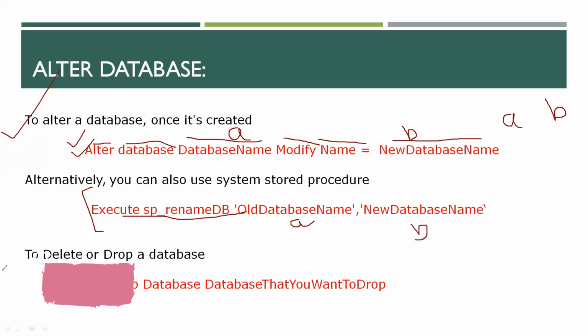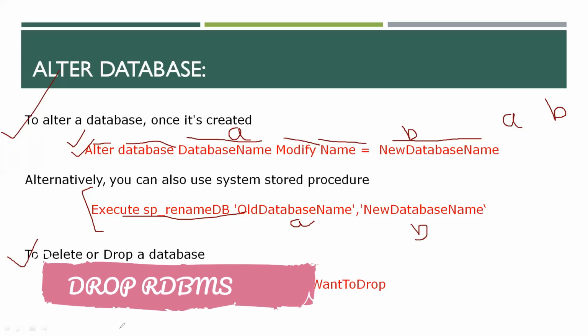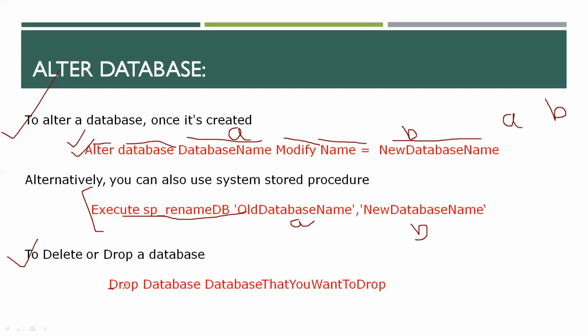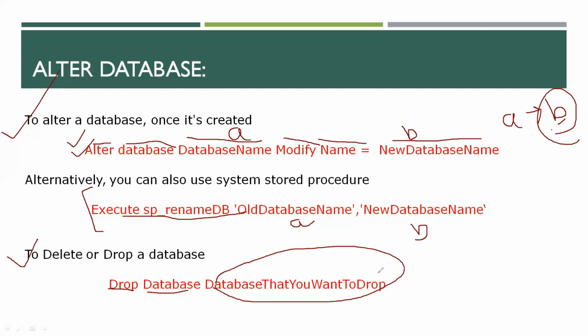Now if we want to delete or drop a database, then we will use this command: DROP DATABASE and the database that you want to drop. If you want to drop B, because we have changed the database name A to B and we want to drop it, we will write B in this place. Okay, so there is ALTER DATABASE, if you want to change the name of the database, and DROP DATABASE. I hope you understand about it.